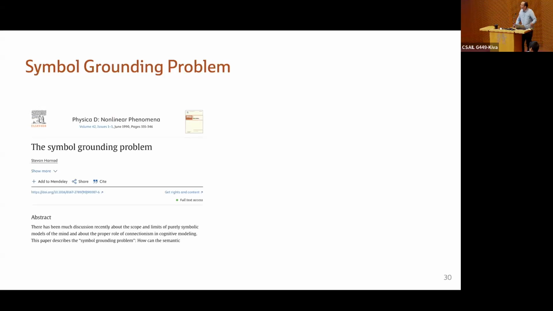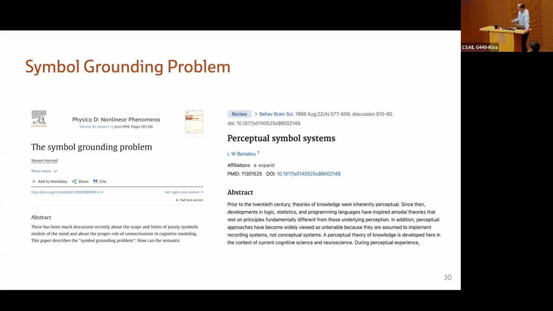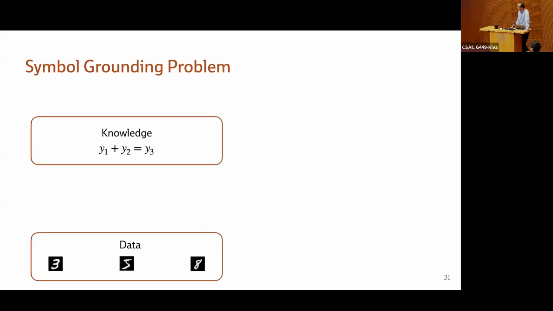One thing that I want to highlight about the application of this approach is related to the symbol grounding problem, which was introduced in 1990 by Harnad and is a known problem in artificial intelligence, and was later popularized by Barsalou in psychology and cognitive science. So what is this problem? Imagine we have some data and then we have some knowledge. The symbol grounding problem consists of being able to ground the symbols in the data that you see.